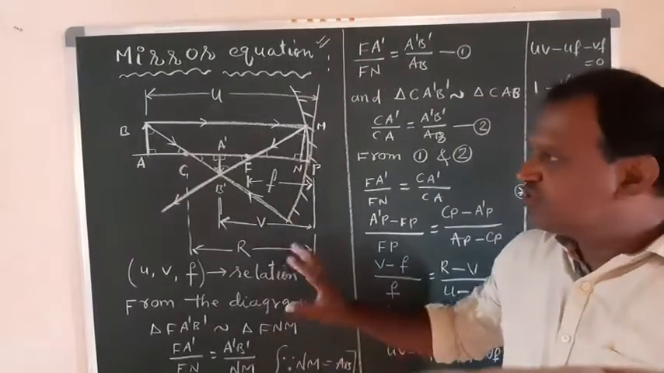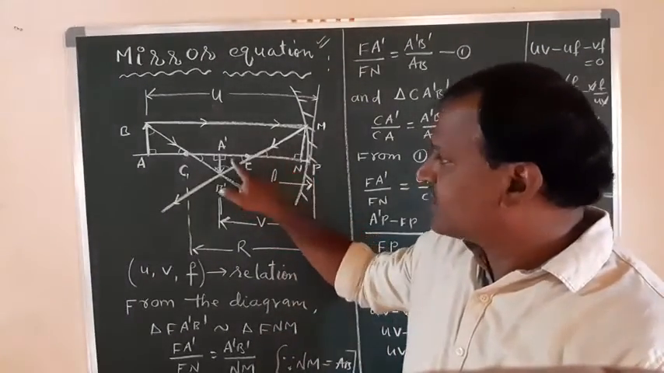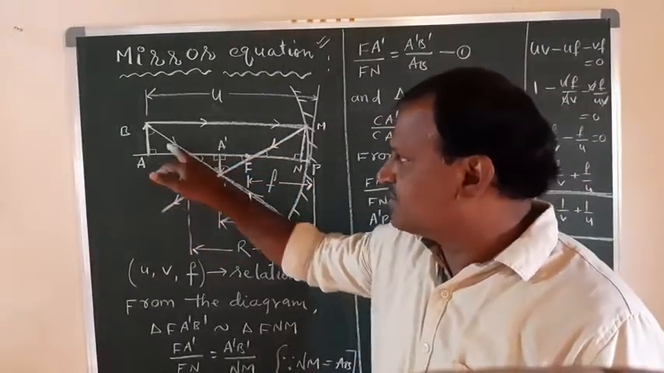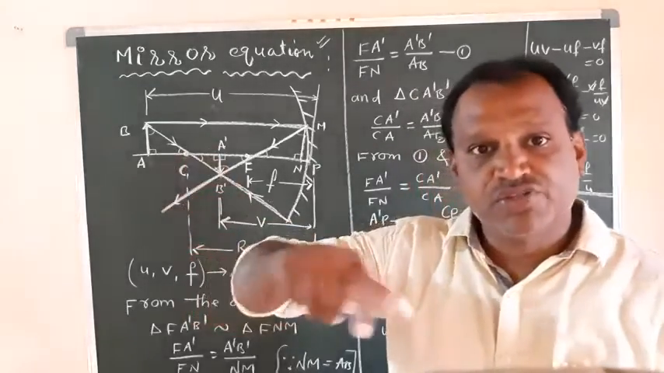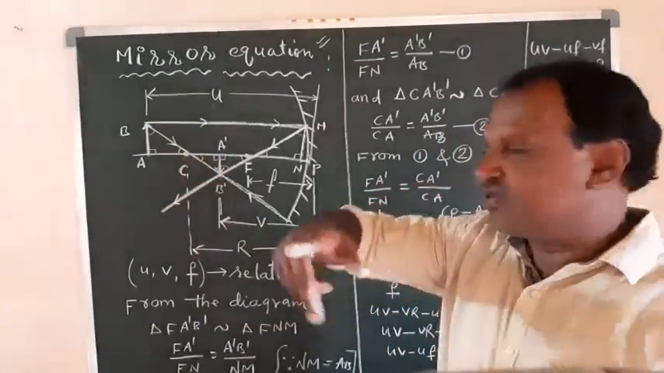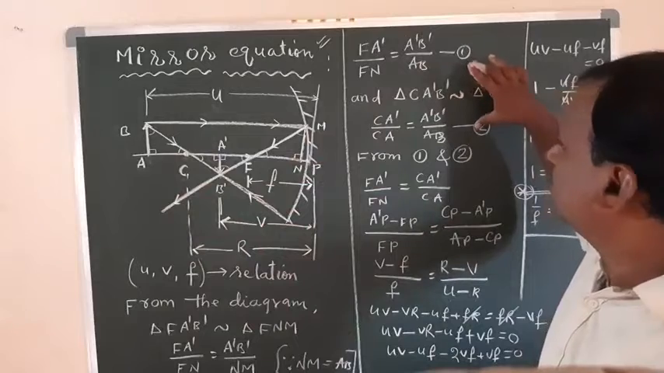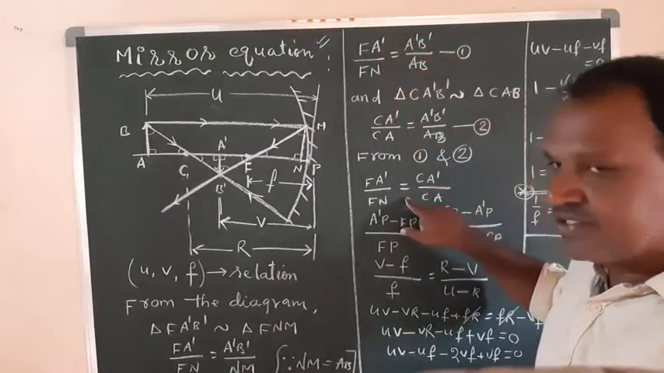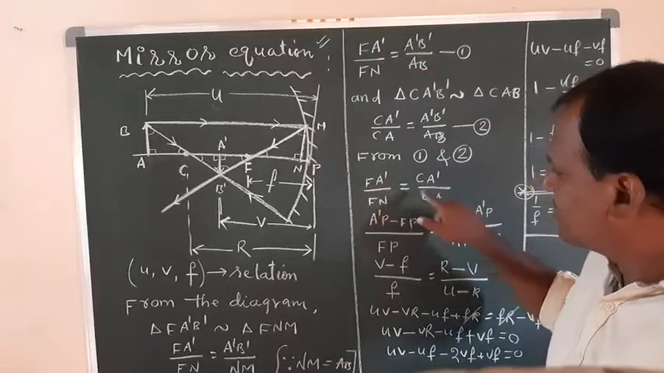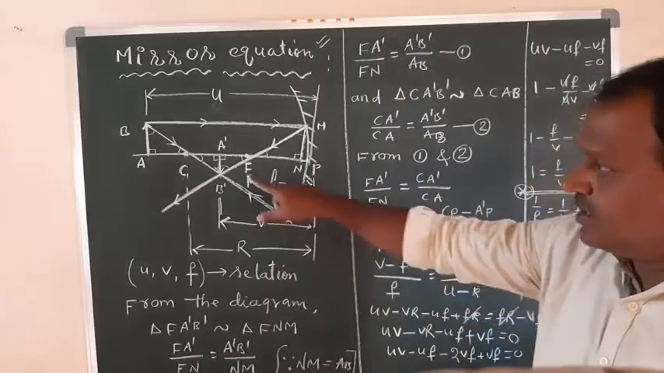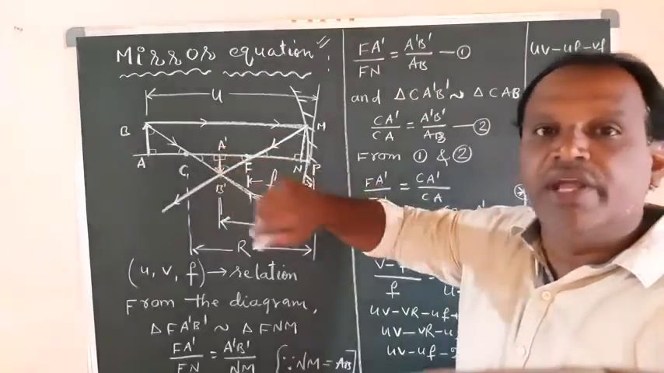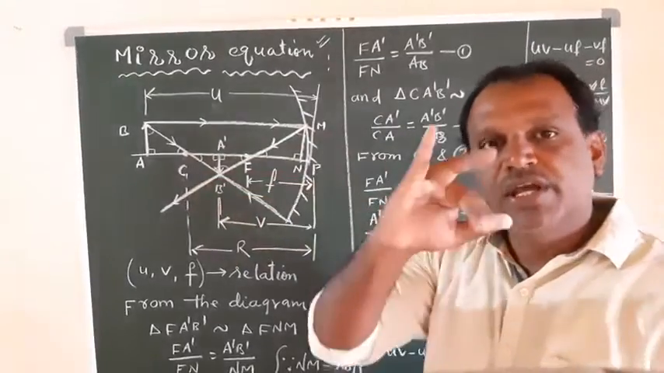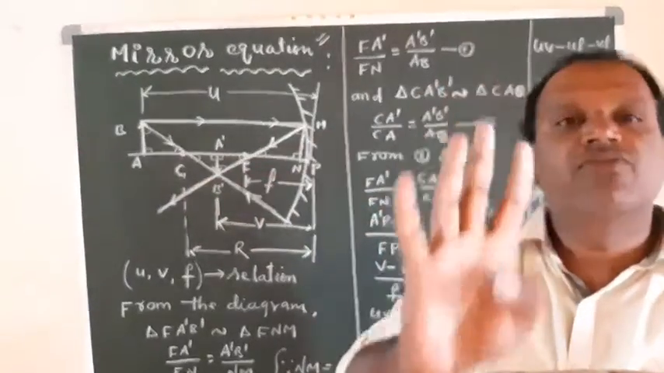So nothing is there. Just consider that these two triangles are similar and make the sides proportional. Next, these two triangles are similar and make the sides proportional. You'll get two equations. These two equations you equate as the RHS are equal, so the LHS can be equated. You will get this. And I will represent this FA dash and all these terms in terms of the variables existing in the diagram. The variables we have here are object distance, image distance, radius of curvature and focal length.